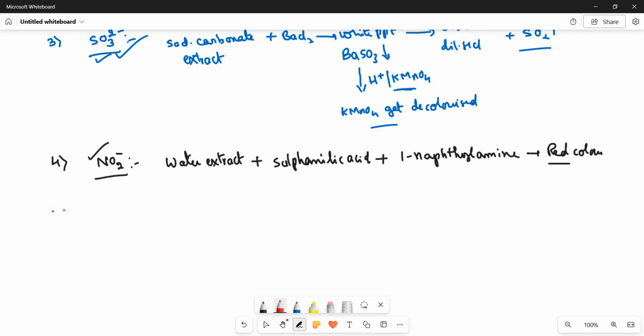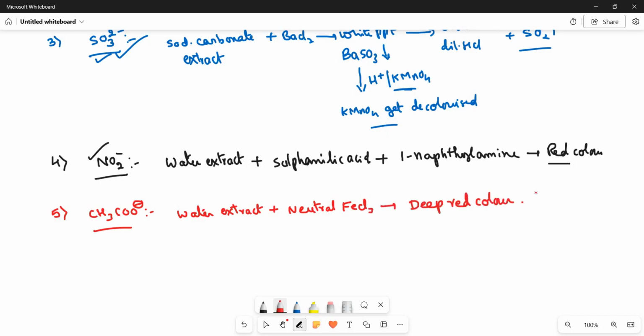And let us see the last one, that is the test for the acetate ion. Here two tests are to be done. Take the water extract directly, that is the salt solution. Add neutral FeCl3. That gives a deep red color. If you boil this deep red colored solution, it will give a brown red color. That confirms the presence of the acetate ion.